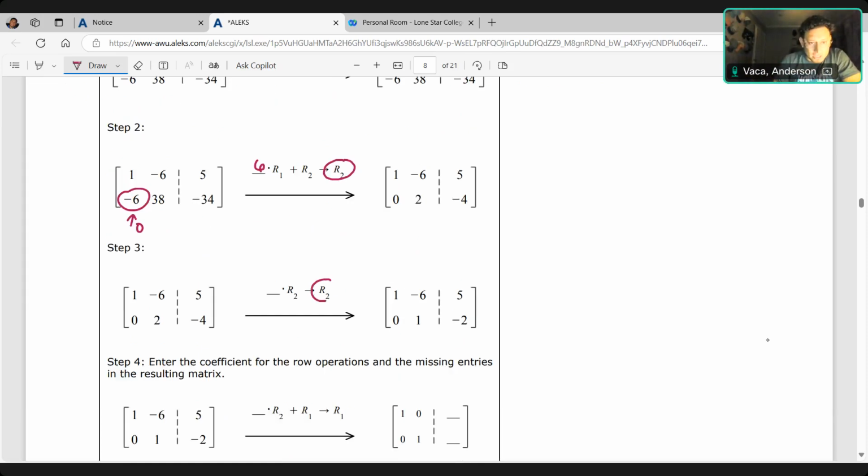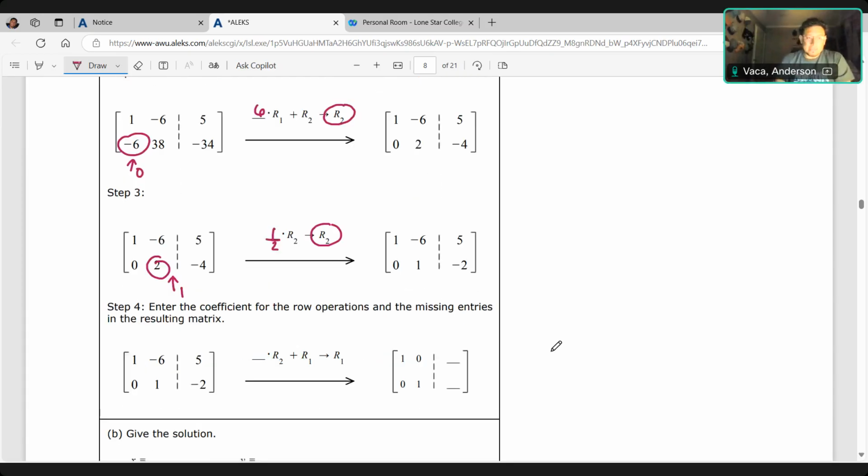Only row 2 is changing. No wonder why row 1 stayed the same. But after this number becomes a 0, then this number needs to become a 1. And row 2 can do that by itself by multiplying by 1/2. So this number needs to be a 1. 2 times 1/2 will be 1/2. Negative 4 times 1/2 will be negative 2.